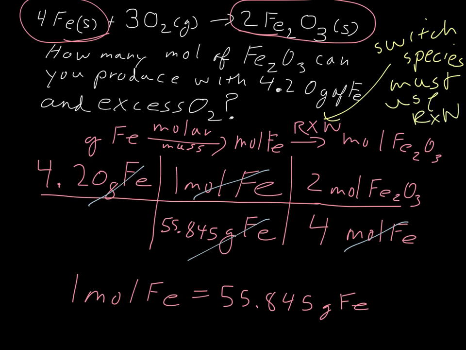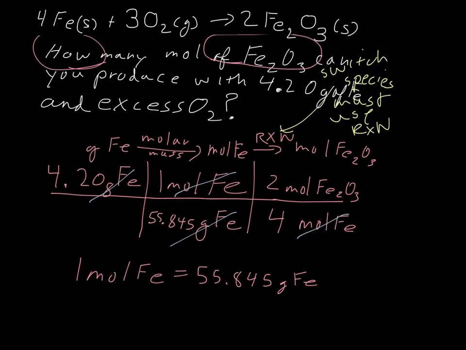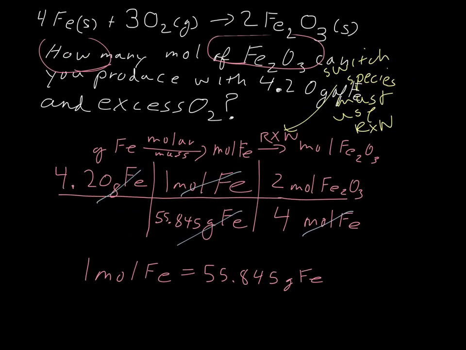Whenever you switch species, you must use reactions. All right, so multiply everything on top, divide through by everything on the bottom. And that gives us, calculators please, 4.2 divided by 55.845, divided by 4 times 2, and that gives me the calculator lie of 0.0376048. That's my calculator lie.